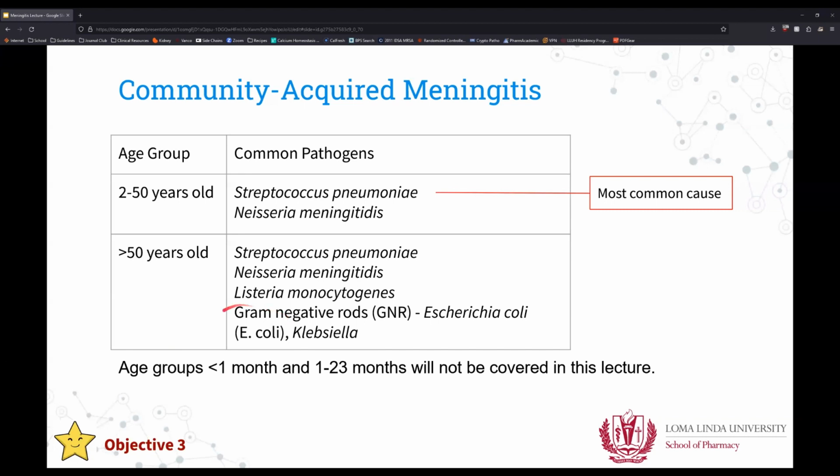In addition to that, we also need to cover for gram-negative rods, or commonly referred to as GNRs throughout this talk, or E. coli and Klebsiella. So all these organisms need to be empirically covered for at the start of our meningitis treatment.